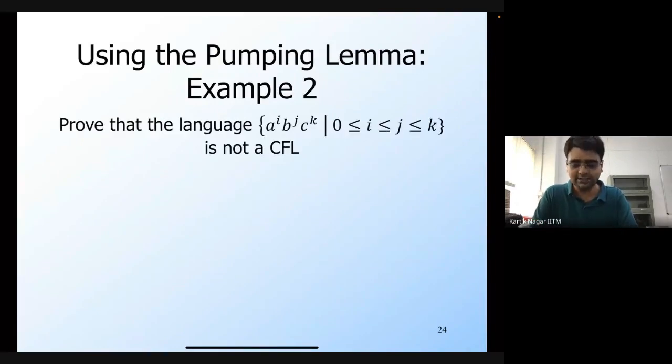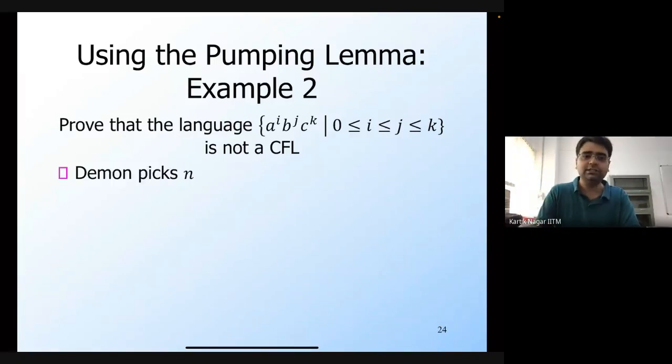So let's consider this language: a to the power i, b to the power j, and c to the power k, where we have the constraint that i is less than or equal to j is less than or equal to k. And we have to show that this language is not a CFL. So again, we will use the pumping lemma to show this.